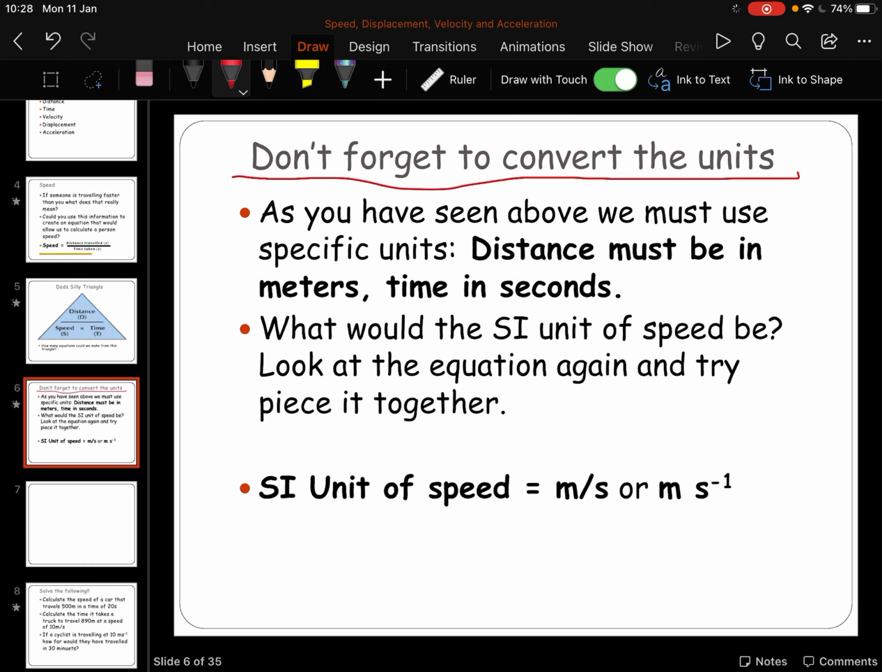And the SI unit, because these two bits are not so much in a new course, but I'll go through a few examples in a second. So the SI unit of speed is meters per second, or kilometers per hour. Usually they'll keep it in meters per second, but I'll go through some conversions now.